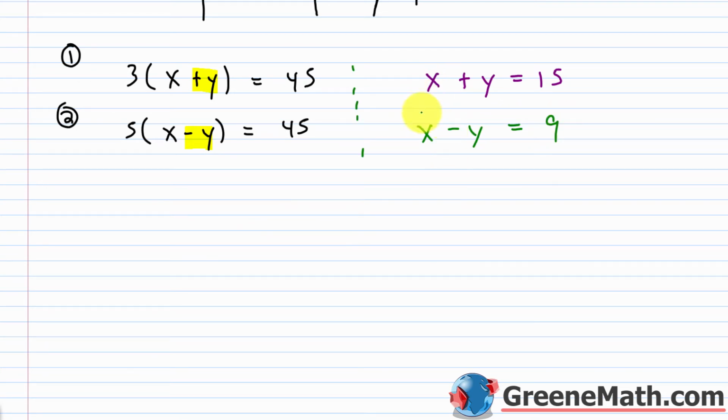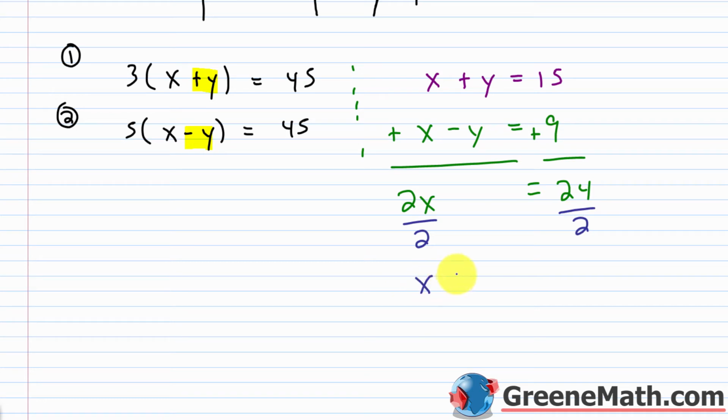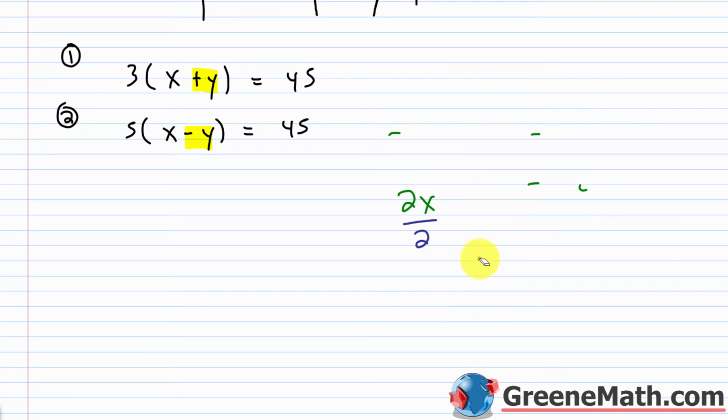So if I add the left sides together and set that equal to the sum of the right sides, x plus x is 2x, y plus negative y, or y minus y, is 0, and 15 plus 9 is 24. Now I divide both sides of the equation by 2, and I get that x is equal to 12. All right, so let's erase all this. We know x equals 12 at this point.